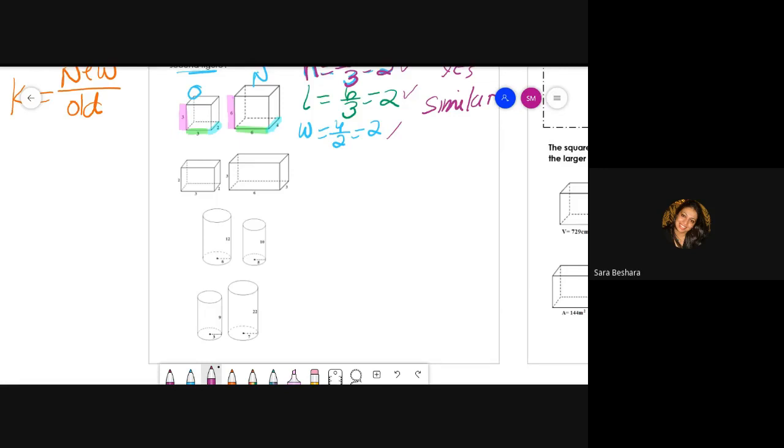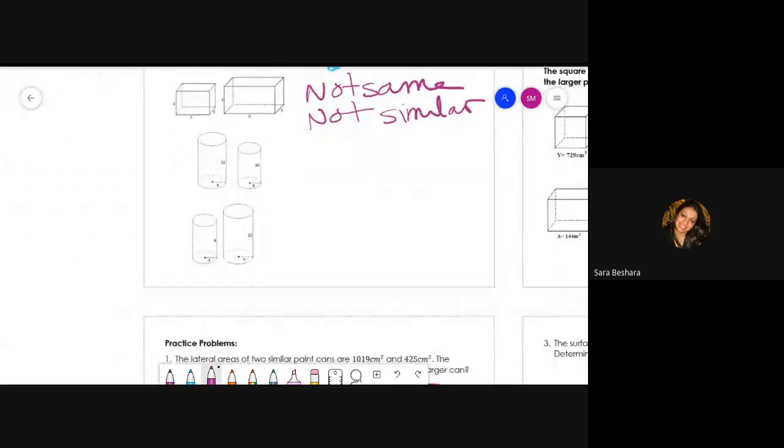I assumed that you have tried this on your own. The scale factor here did not come to be the same, so therefore not similar. And instead of doing the next cylinder, I'm going to go ahead and do the last cylinders.